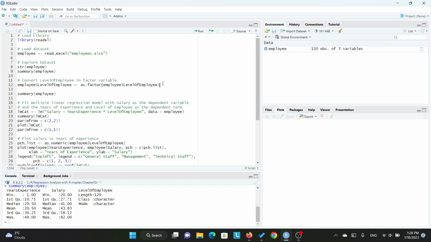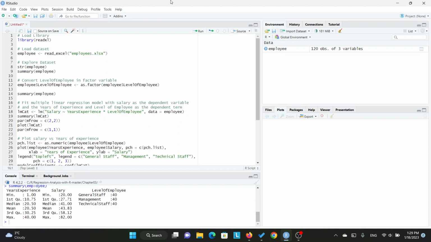So let's convert the level of employee variable into a factor. We take employee$level of employee, the variable from our employee data set, and run the as.factor function to convert it into factors. Let's run that. Now let's run the summary again to see what has changed. The years of experience and salary remained the same, but level of employee changed into three different factors: general staff, management, and technical staff. Each of them has 40 observations.